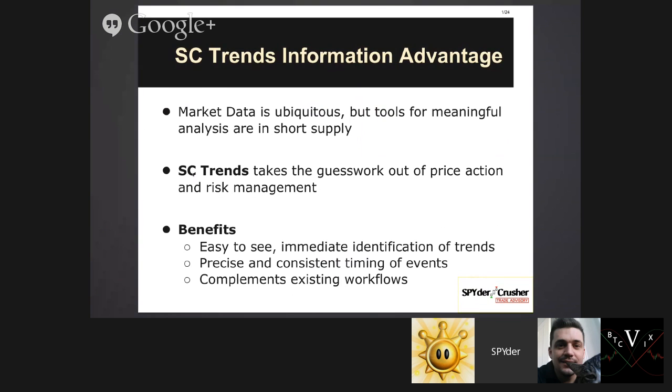So one of the issues with the market today is that data is everywhere. Market data is ubiquitous. Instead of having to pay to get quotes every hour, like in the 70s or whatever, now you have quotes everywhere online all day. But the problem is that with all of this data, filtering the noise becomes more challenging. So the meaningful analysis is in short supply.